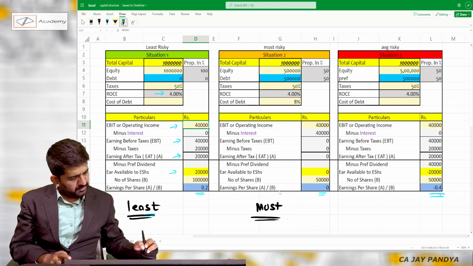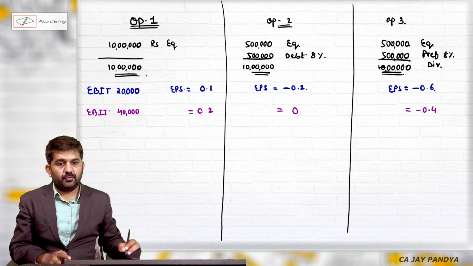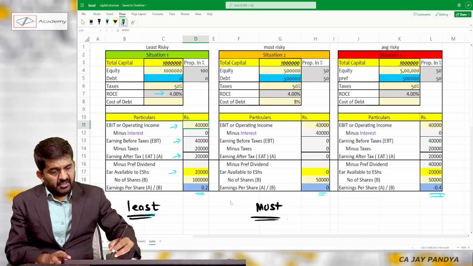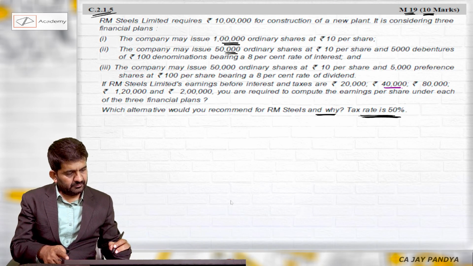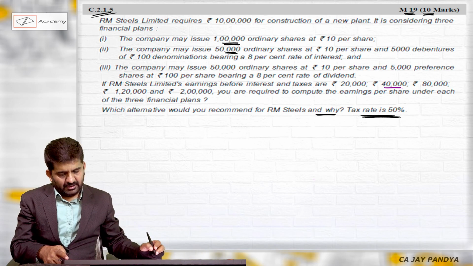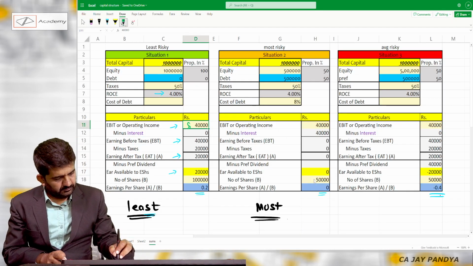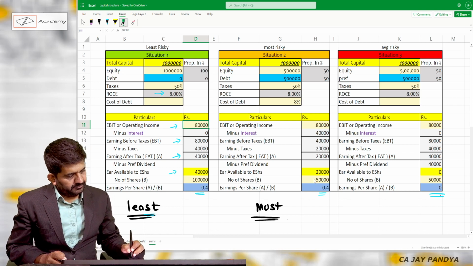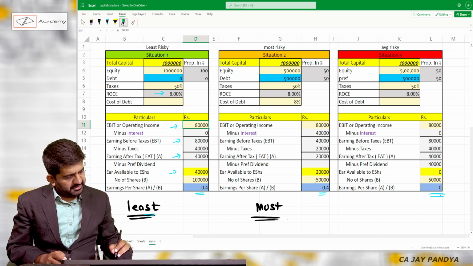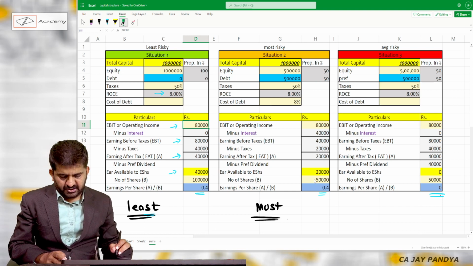Here it is 0. And here minus 0. If my EBIT is 80,000, EPS is 0.4. In the most risky situation also it is 0.4. And in the average risky it is 0.